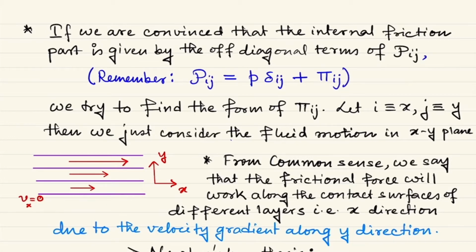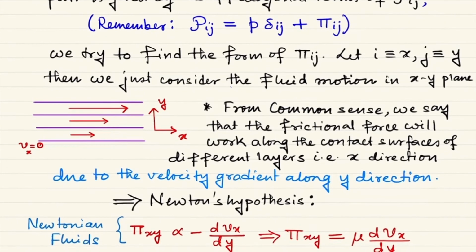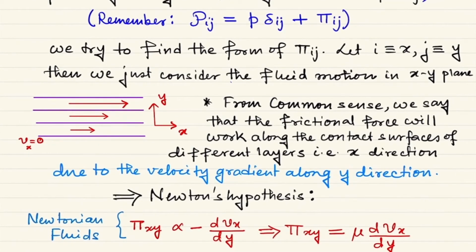Okay, static floor, and then it starts, the velocity increases gradually, and you can see that different sizes of the arrows simply show that the velocities are increasing when one goes away from this floor. Okay, now of course, from common sense we say that the frictional force will work along the contact surface of different layers. Okay, and that is what frictional force is.